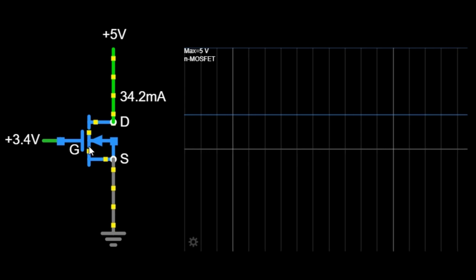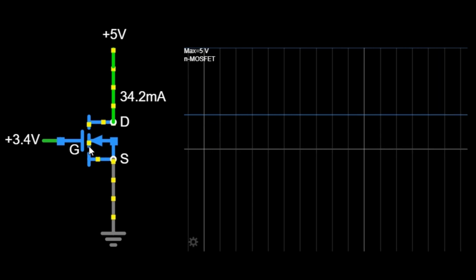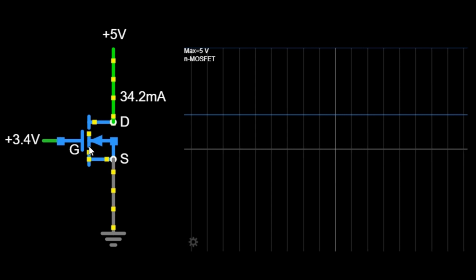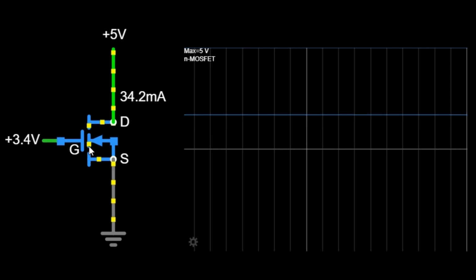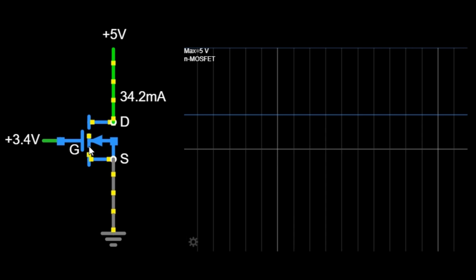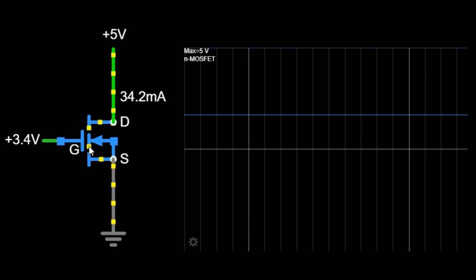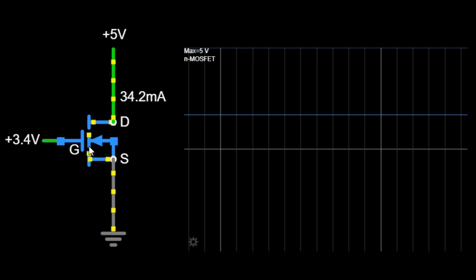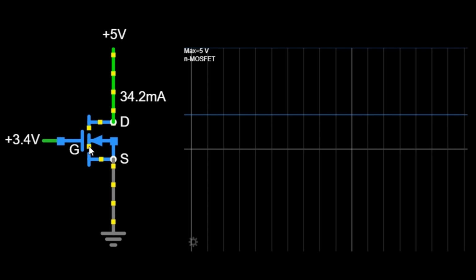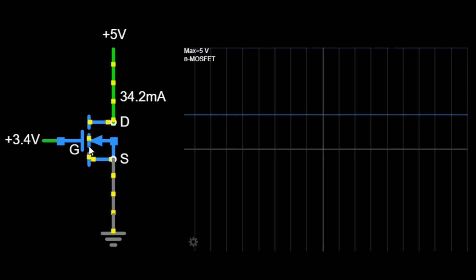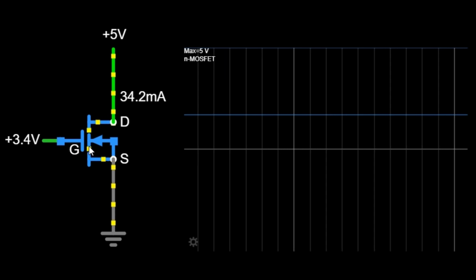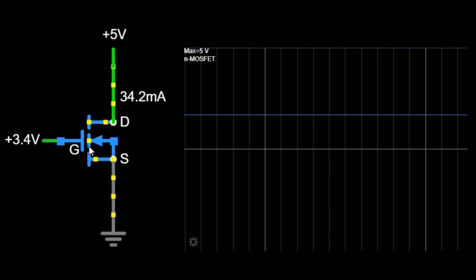To understand how this current flows, we need to delve into the operation of the n-MOSFET. The key to this operation is the voltage applied to the gate terminal. Let's talk about the gate source voltage, abbreviated as V_GS. The voltage between the gate and the source is known as V_GS. In our circuit, V_GS is 3.4 volts.